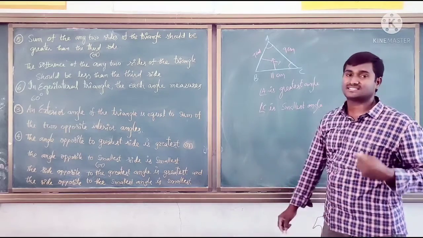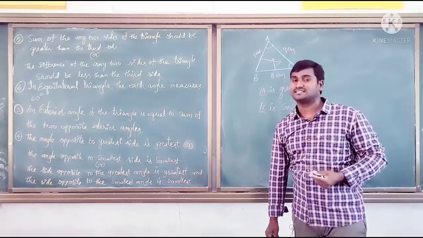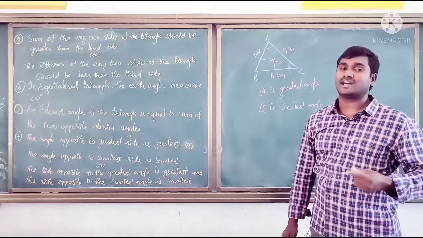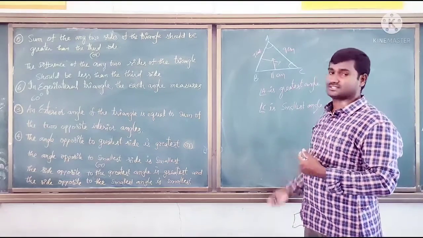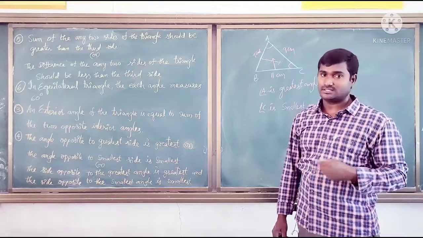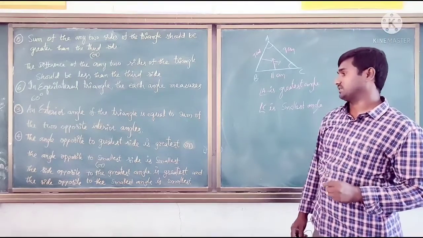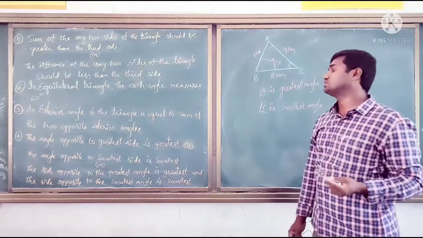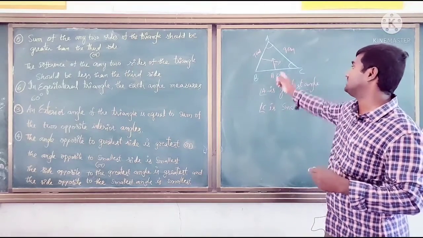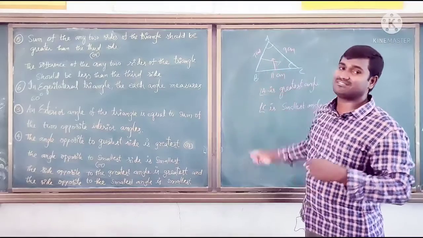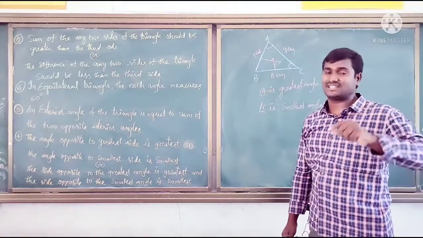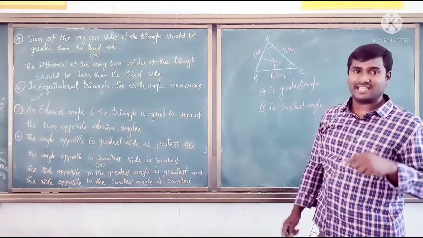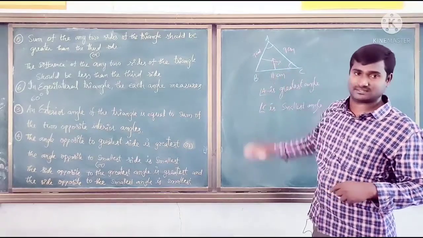The greatest side opposite angle is greatest. Smallest side opposite side is smallest. Okay, this you can remember. Or conversely, how can we say? The side opposite to the greatest angle. Suppose here the given sides, we can say which is greatest side, which is greatest angle, which is smallest angle, we can say by using the sides.